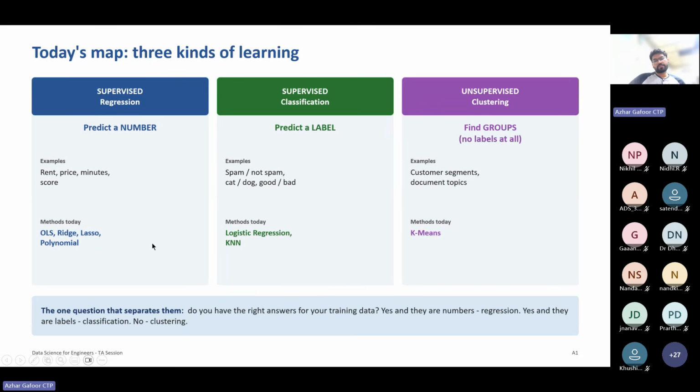So what is one question that separates them? It is: do you have the right answer for the training data? If yes, and if they are numbers, then it is regression. If yes, and if they are labels, then it is classification. And if we don't know what these data represent, then we have the unsupervised clustering problems.